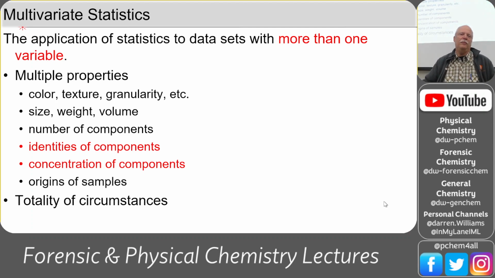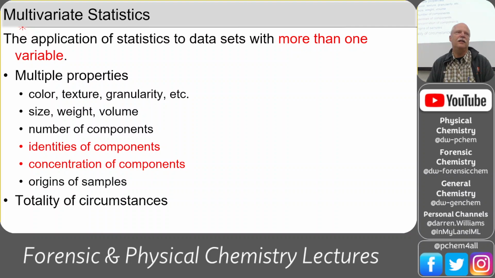So we're going to talk about multivariable or multivariate statistics today. This is the application of statistics to data sets with more than one variable. And this is where we can incorporate some of the qualitative variables like color or texture or granularity. Of course, then you have the actual numerical data: size, weight, volume, number of components, the identities of the components, which is categorical data. Concentrations, again, would be numerical, but origins would be categorical. So we've got a mixture of different data types.